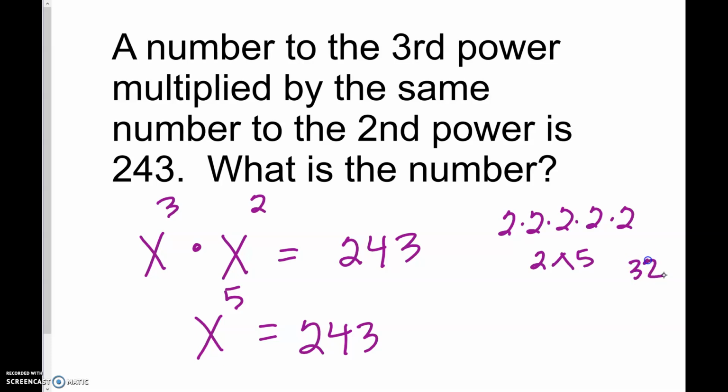Holy buckets, that's not even close. So try the next one. Try 3 caret 5. What do we get? Oh, that's 243. So what is repeating here? X must be 3.